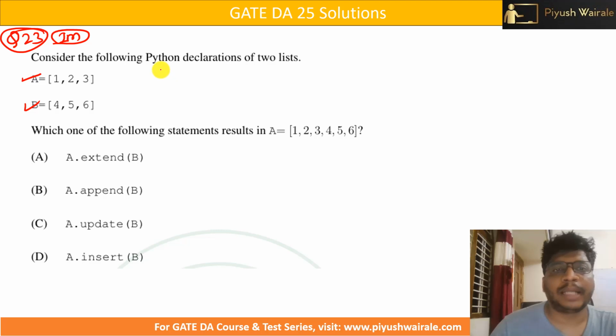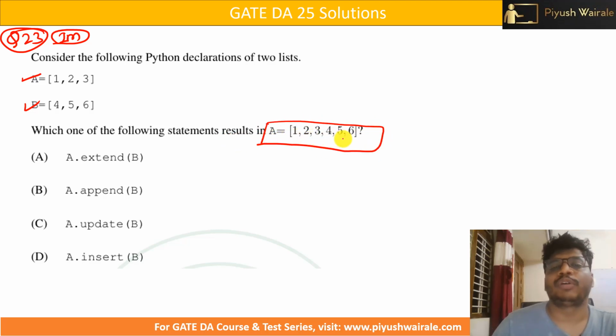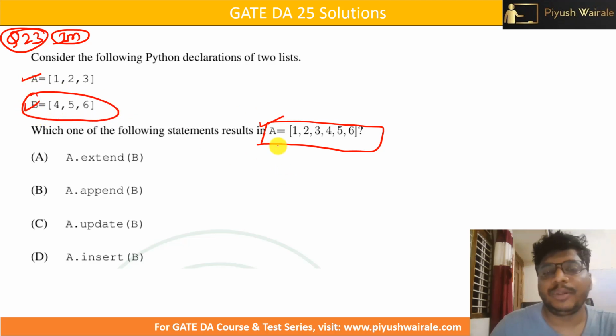Here we have two lists, A and B. Consider the following Python declaration of two lists. List A has elements 1, 2, 3, and list B has elements 4, 5, 6. Which of the following statements results in A equals the list 1, 2, 3, 4, 5, 6? What is our requirement here? Our requirement is to add the elements of B into A. Now let's see which statement will give us this particular result.